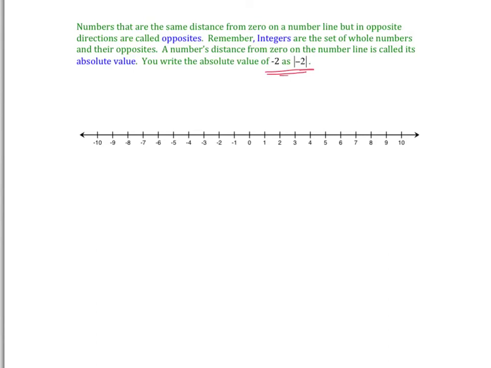So, if I wanted to ask, what is the opposite of 3? So 3, here's 0 right here, and 3 is right here. So 3 is in this direction. I go over 3 units. So its opposite is going to be in the opposite direction. So the opposite of 3, of course, is going to be negative 3.